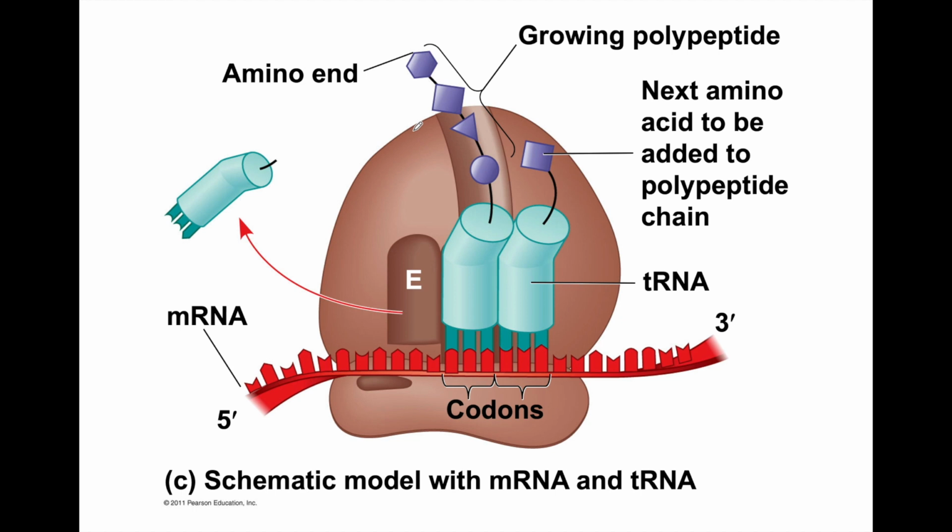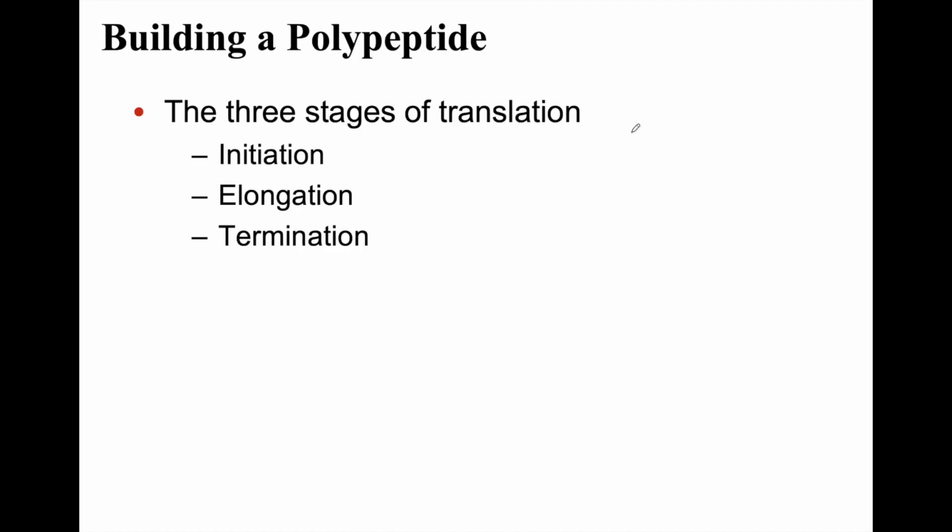And we'll learn in detail how this works. Right now, all I'm trying to get you to learn is what the A, P, and E sites stand for. A, amino acid. P, polypeptide. E, exit. So, in order to build a polypeptide, it happens in 3 stages, which are called initiation, elongation, and termination. So these are the 3 stages of translation.